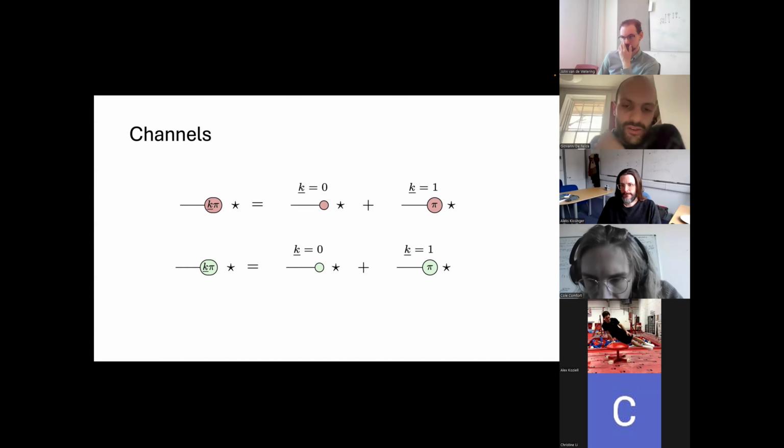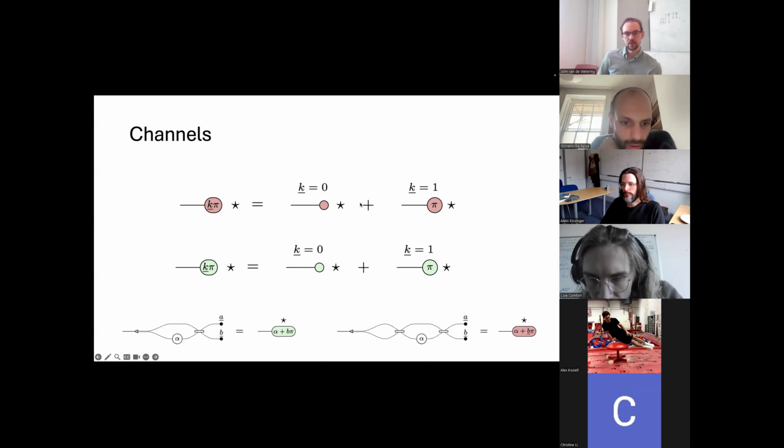And similarly, you can do this for the plus basis. And then you can show some simple rules, for example, that with the dual rail encoding, you can also perform any single qubit measurement on your qubit, with the basic linear optical ingredients.